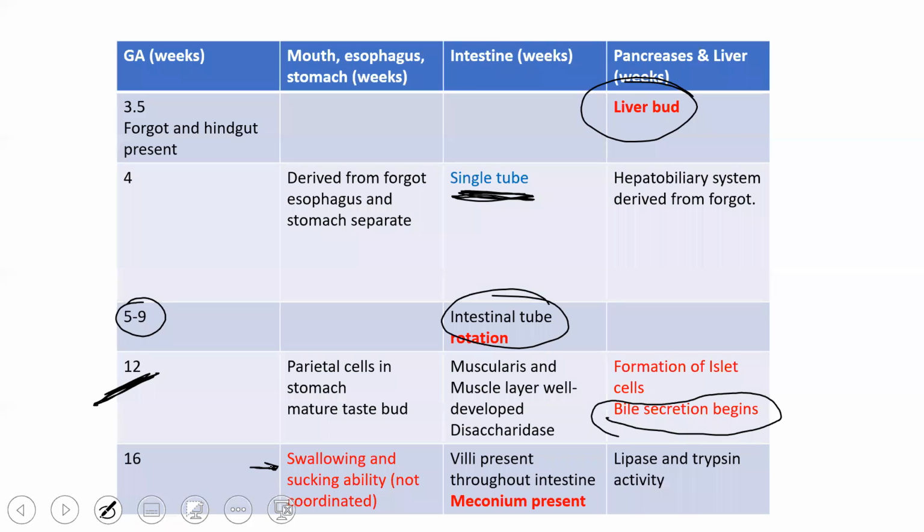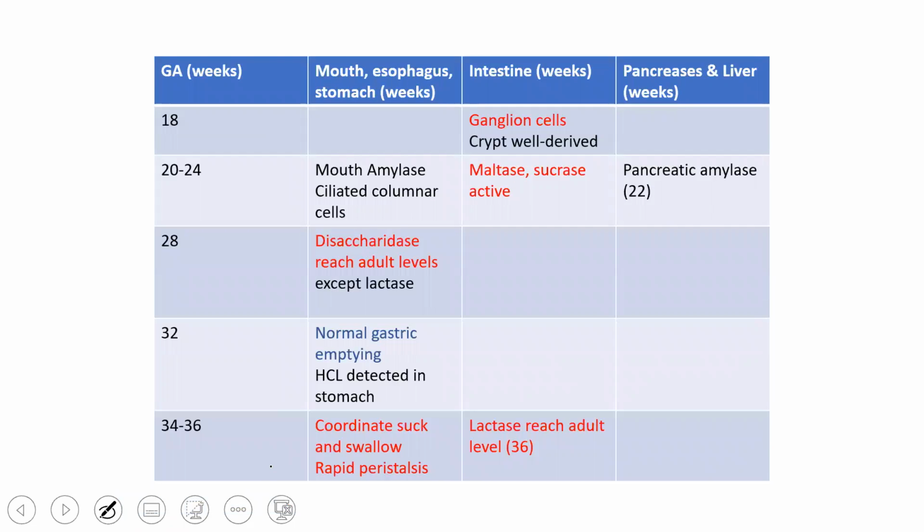Inside, our baby starts producing meconium. The enzyme lipase, which is important for fat digestion, and trypsin, which is important for amino acids, start activity around 16-week gestation. Another important value for boards is around 18 weeks, when the ganglion cells develop. They give you a case of Hirschsprung disease and then ask about ganglion cell development. It's around 18 weeks. That's another board question.